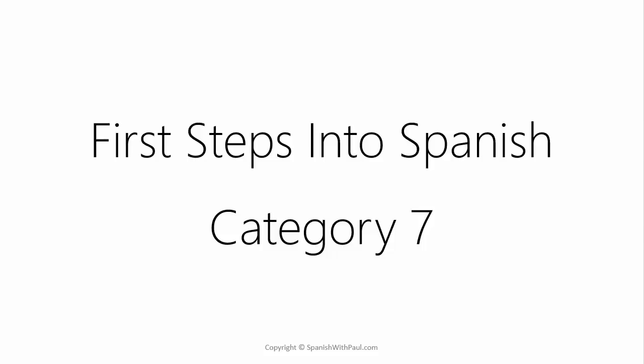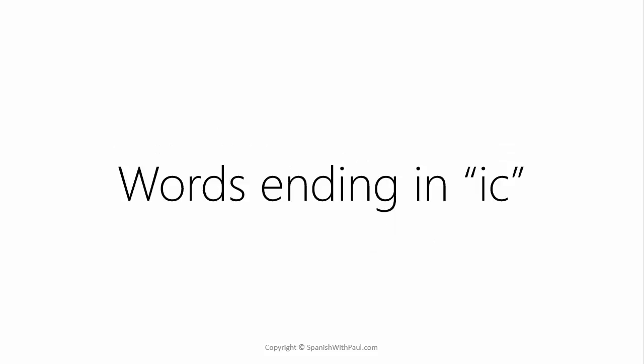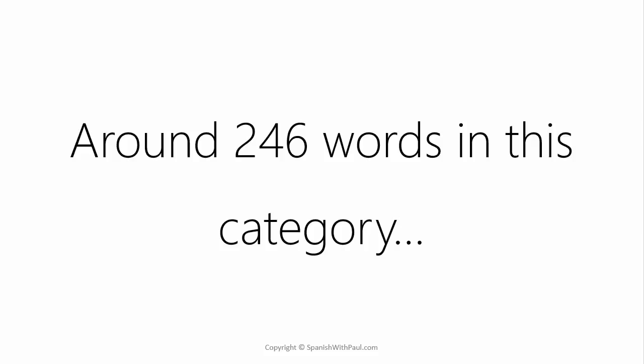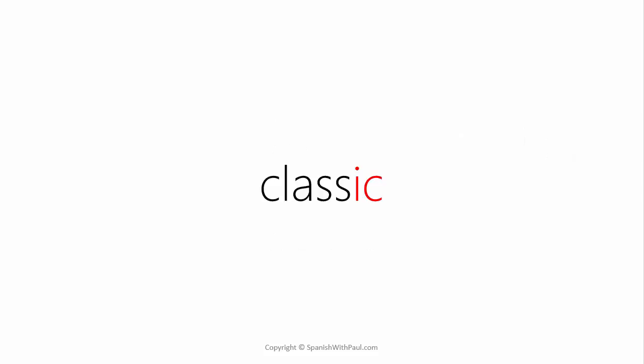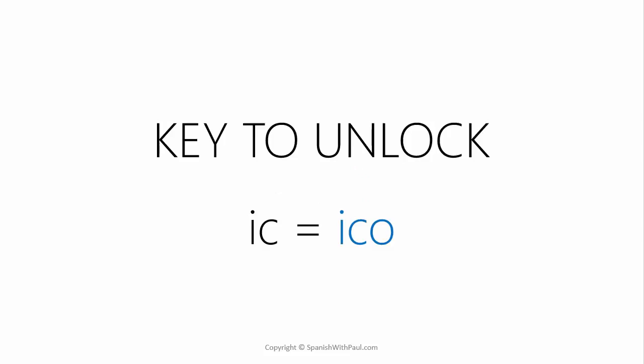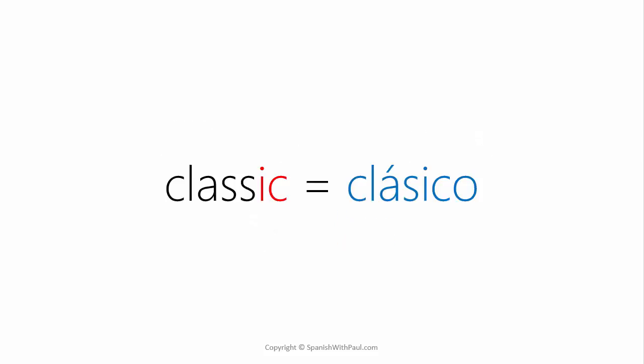Spanish. Now we're into category 7, where we're going to focus on English words ending in IC. And this is another huge category, has about 246 words, which we can easily convert into Spanish with one simple rule. Let's take our example word, say, of classic. So here you can see it ends in IC. Now the key to unlock it is that IC becomes ICO in Spanish. So we're basically just adding an O onto the end. For example, classic would become clásico.